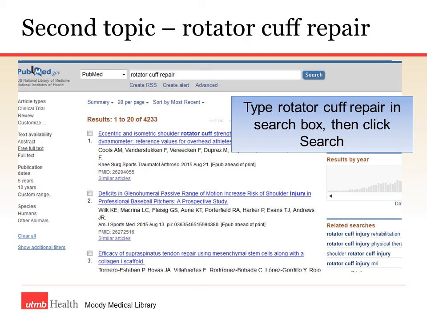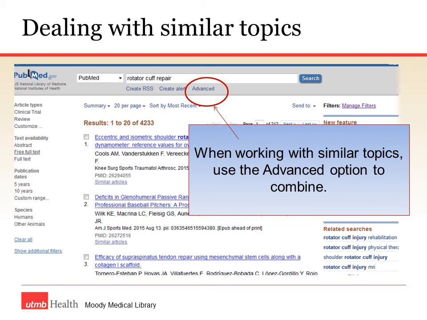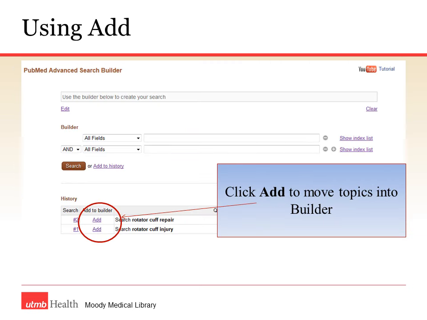Our second topic, rotator cuff repair. Again, I will type that in the white search box, click the search button and continue on. Now, because rotator cuff injury and rotator cuff repair are similar topics, I like to establish that connection early. To do so, click the Advanced option under the search, which takes you to the PubMed Advanced Search Builder.